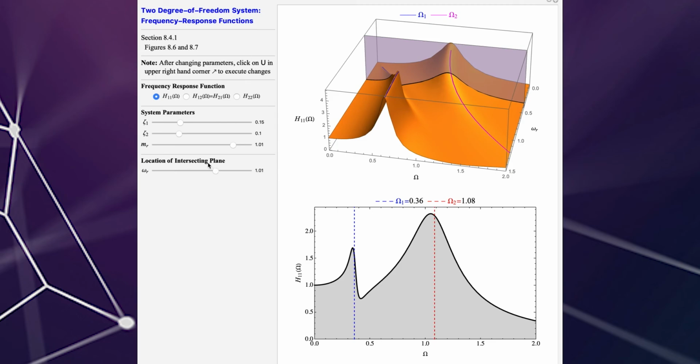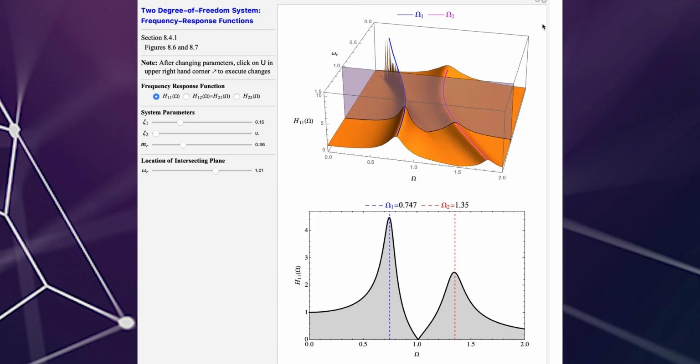Some things to note. The surface plot provides the entire family of frequency response functions for the parameters selected. And for an undamped system, the examination of H11 can be used to find a set of parameters at which the system can operate as a vibration absorber.